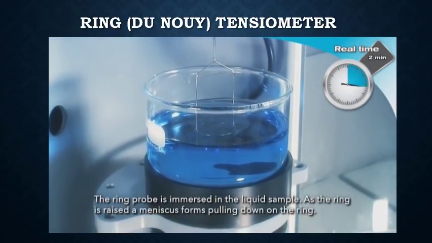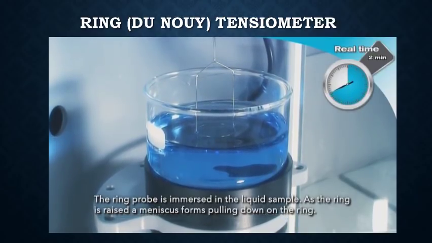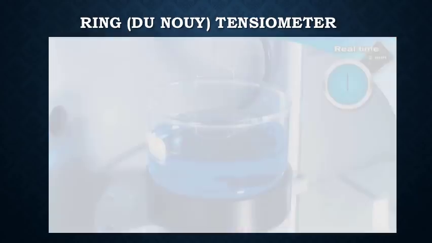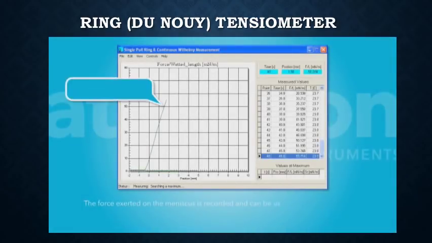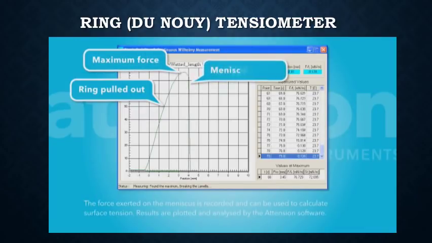The ring probe is immersed in the liquid sample. As the ring is raised, a meniscus forms, pulling down on the ring. The force exerted on the meniscus is recorded and can be used to calculate surface tension. Results are plotted and analysed by the tensiometer software.